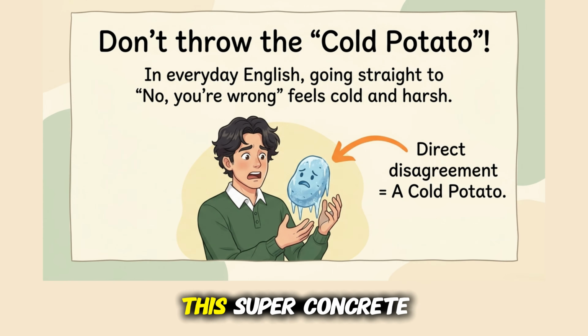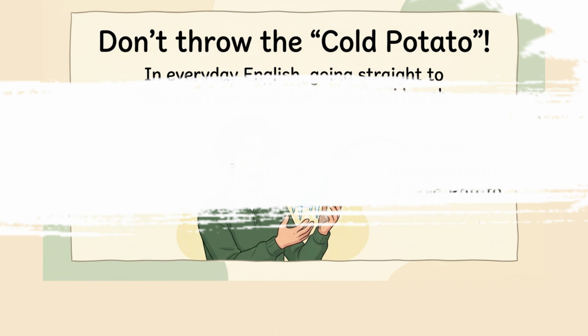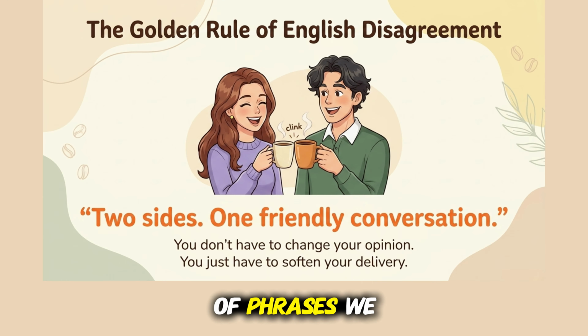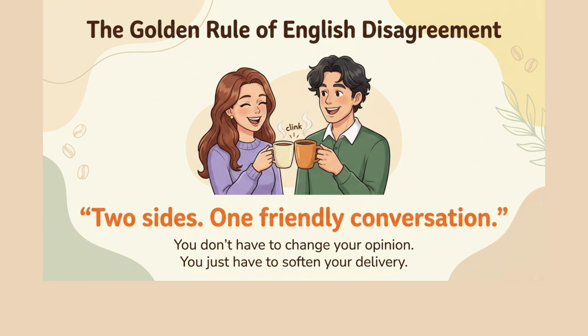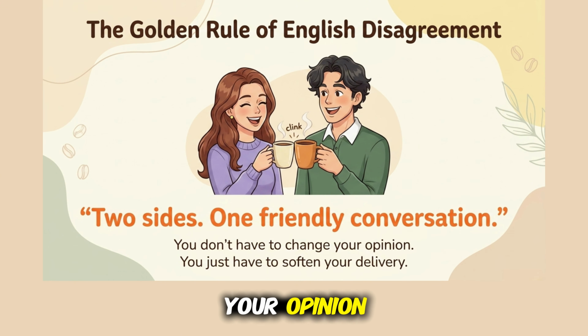Okay, let's make this super concrete. Let's look at some real situations. All right, the first group of phrases we want to teach you today, these are what we call softeners. These are little words and phrases you use before your disagreement. They don't change your opinion, they just make it land more gently. Think of them like the warm bread in the sandwich. Here are some of the most natural ones. David, you want to take the first one?